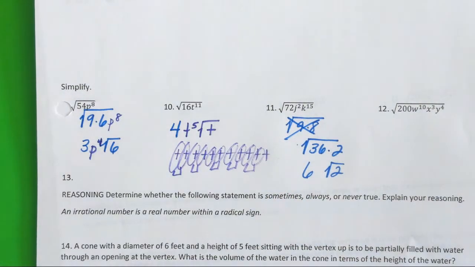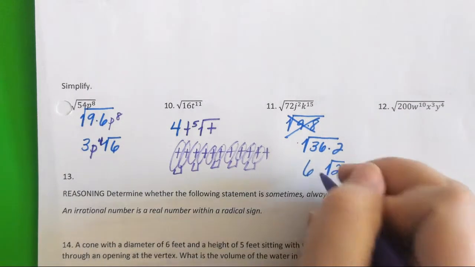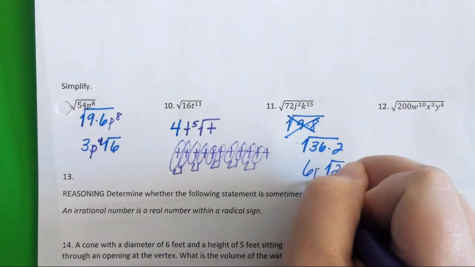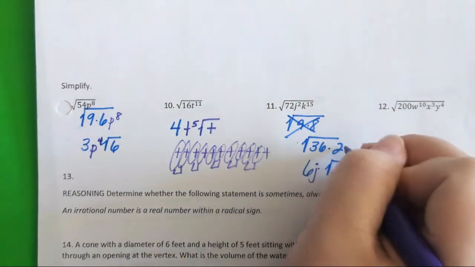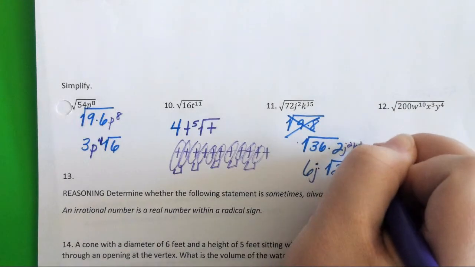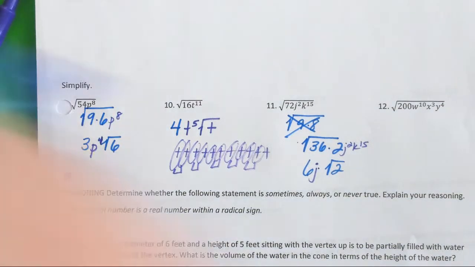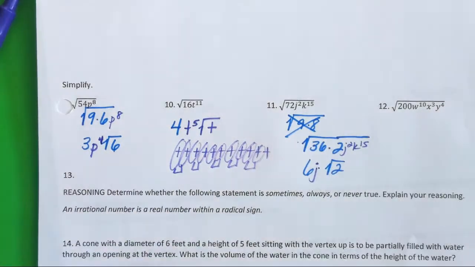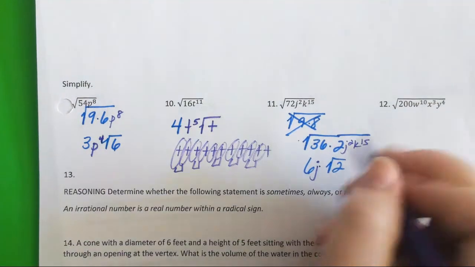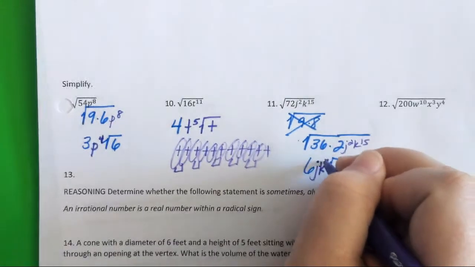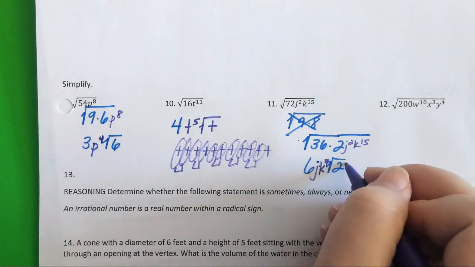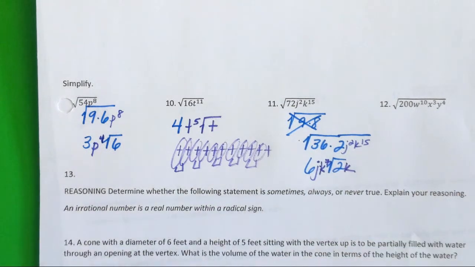But I still haven't dealt with those variables. J to the 2nd, 2 divided by 2 is 1, so a j gets to come out. K to the 15th, that's an odd exponent, which stinks. So I think, let's see, I back up to 14. 14 divided by 2 is 7, so K to the 7th. 7 times 2 is 14. And I have 1 K left over. So it should be 6JK to the 7th, square root of 2K.